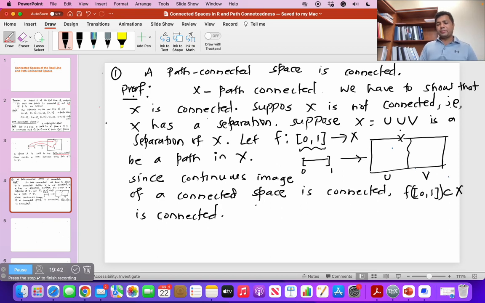Now here we have a separation of X, and this f([0, 1]) is a connected subspace of X. We have discussed one of the lemmas in our previous lecture: if there is a separation of X like U and V, and if Y is a connected subspace of X, then Y has to lie entirely either in U or V. If we use that lemma here, since this is connected and U and V form a separation of X, the image of this interval [0, 1] under f has to lie entirely either in U or in V.